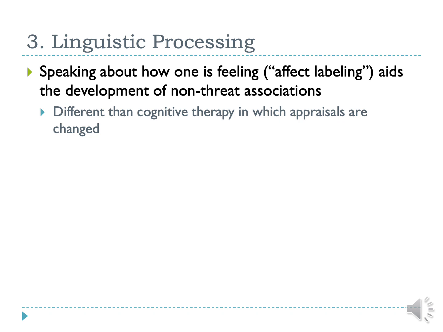Another technique we can use is what's called linguistic processing. This is getting the patient to speak about how they're feeling. Another term for this is affect labeling. There is research to suggest that this aids in the development of non-threat associations. Now, this is different than cognitive therapy, so we're not going to challenge or change the person's appraisal.